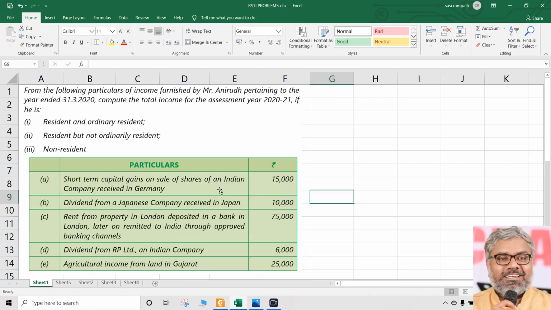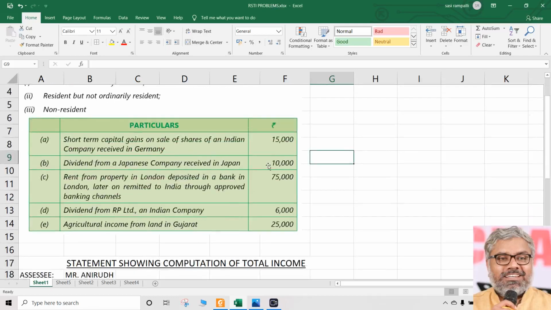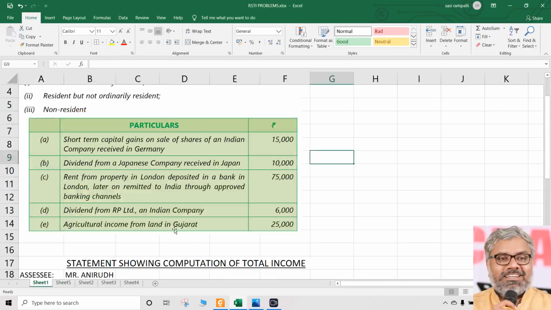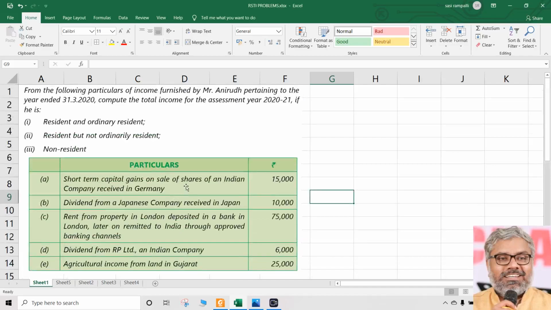Because the topics of those things have come, we have known those things. In this particular problem itself, we have used 3 different points. One is section 10(1), 10(34), and 24A. So these are the 3 things in this problem, in addition to the residential status and the tax incidence provisions. Like this, in any question, we might have to use some other provisions. So we'll come to know as we encounter them. That is how the approach should be.